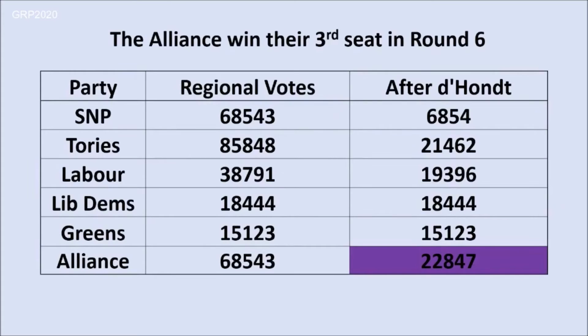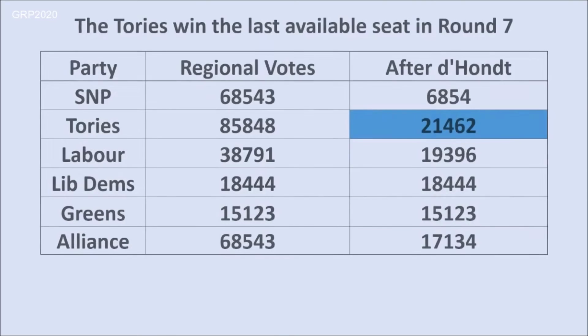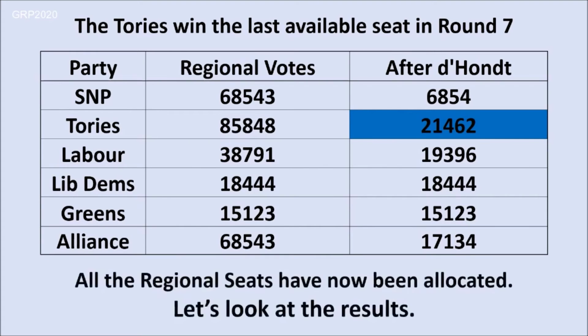The Alliance win their 3rd seat in round 6, and their vote will be divided by 4 in round 7. The Tories win the last available seat in round 7. All the regional seats have now been allocated, so let's look at the results.